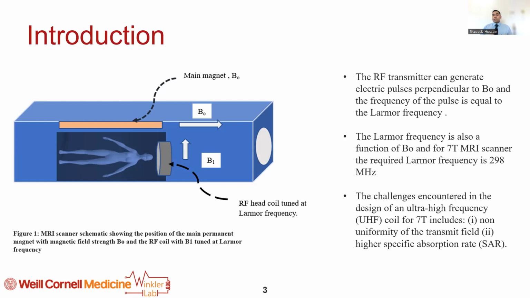When you're dealing with such ultra-high frequencies, there are several challenges. One challenge is that it creates a non-uniform magnetic field distribution, and the second is that it has a higher specific absorption rate. As you increase the strength of the magnetic field, there are certain challenges, and these can be overcome with the right tuning of the RF coil.